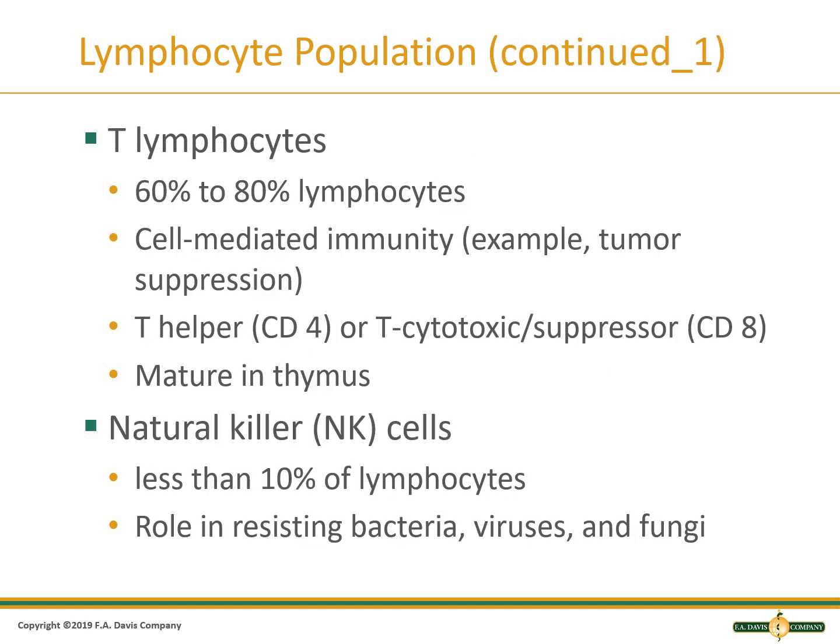The T lymphocytes are 60 to 80% of our lymphocytes. They aid in cell-mediated immunity, for example, with tumor suppression. You have T helper cells, which are CD4 cells, or T cytotoxic suppressor cells, also known as CD4 cells, and those mature in the thymus, as I mentioned earlier. We also have natural killer cells, which is less than 10% of our overall lymphocytes, and they play a role in resisting bacteria, viruses, and even fungi.